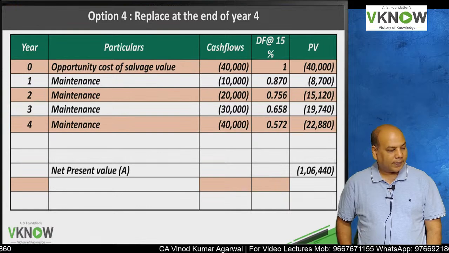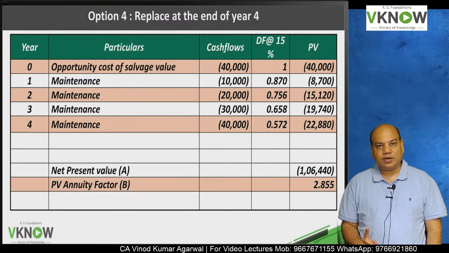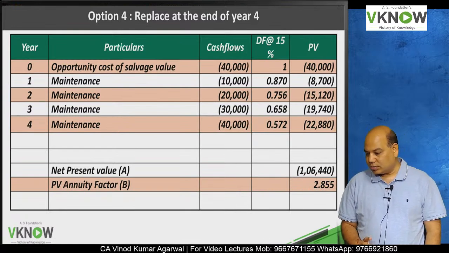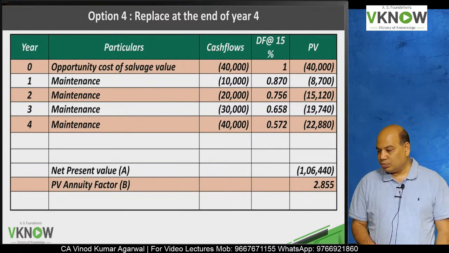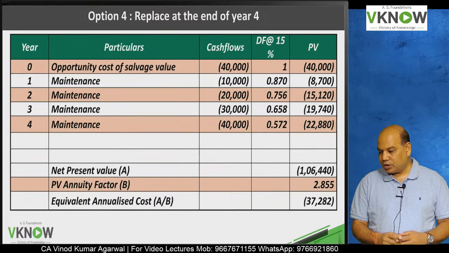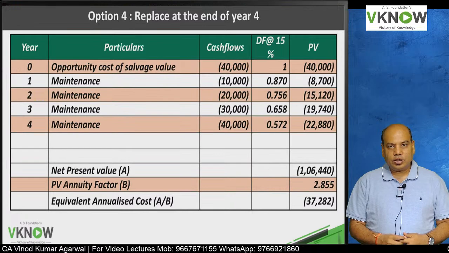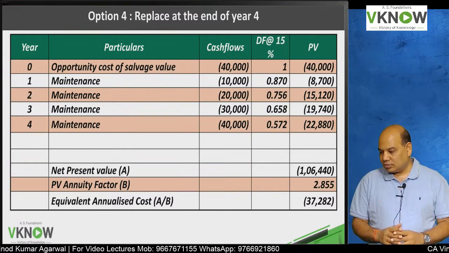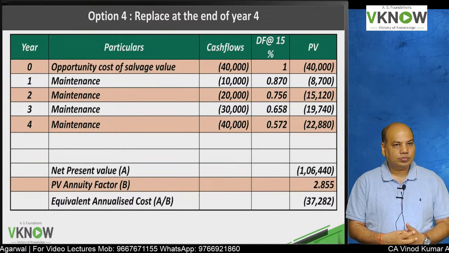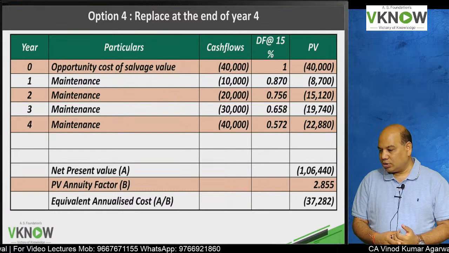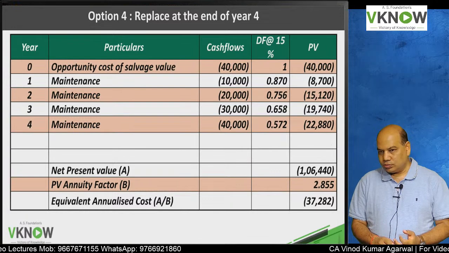1,06,440 is the total. Check, is the total right? And then we write down the PV annuity factor for 4 years. PV annuity factor for 4 years is 2.855. Therefore, equivalent annualized cost is 37,282.